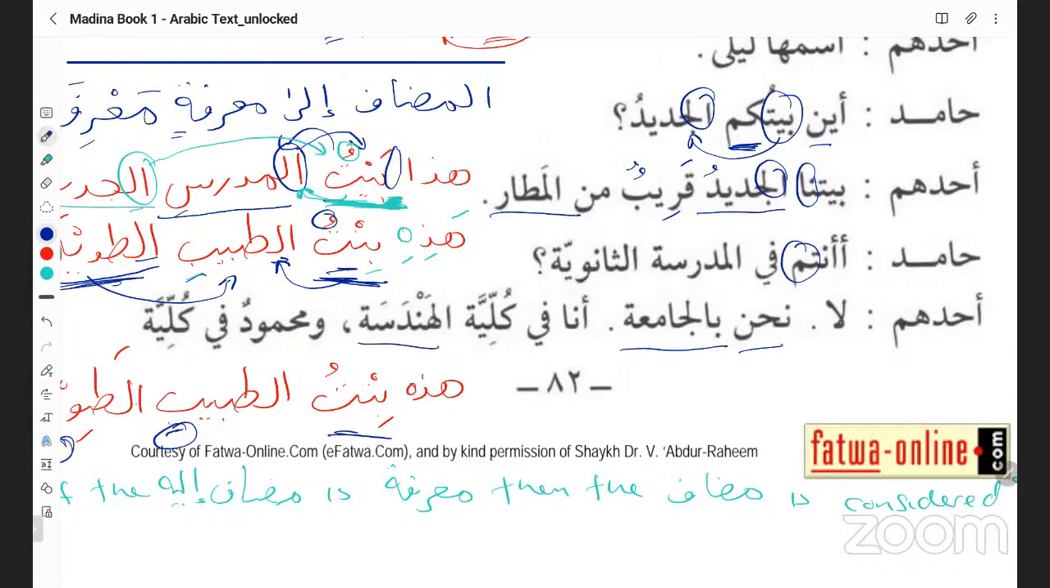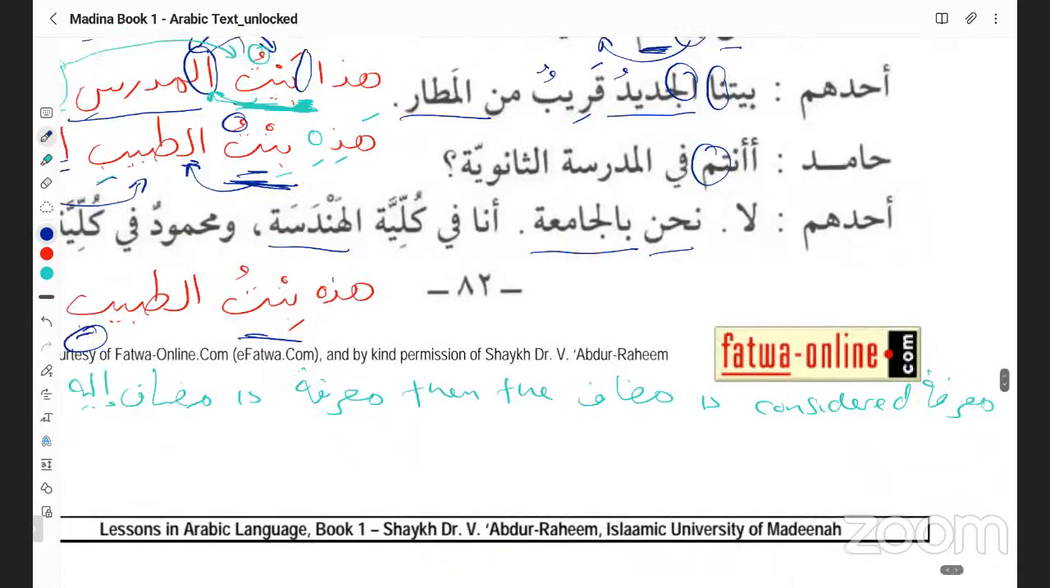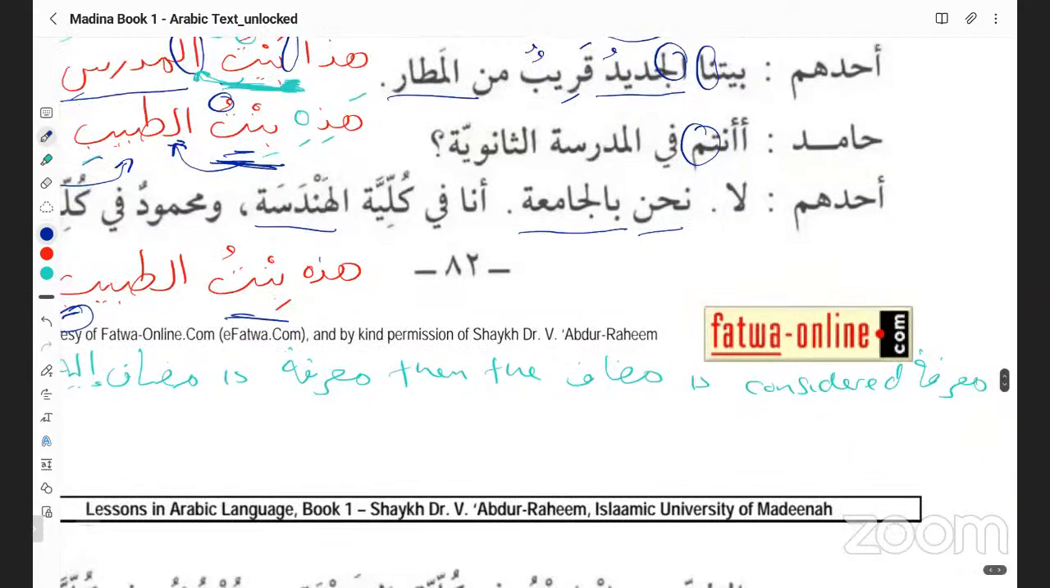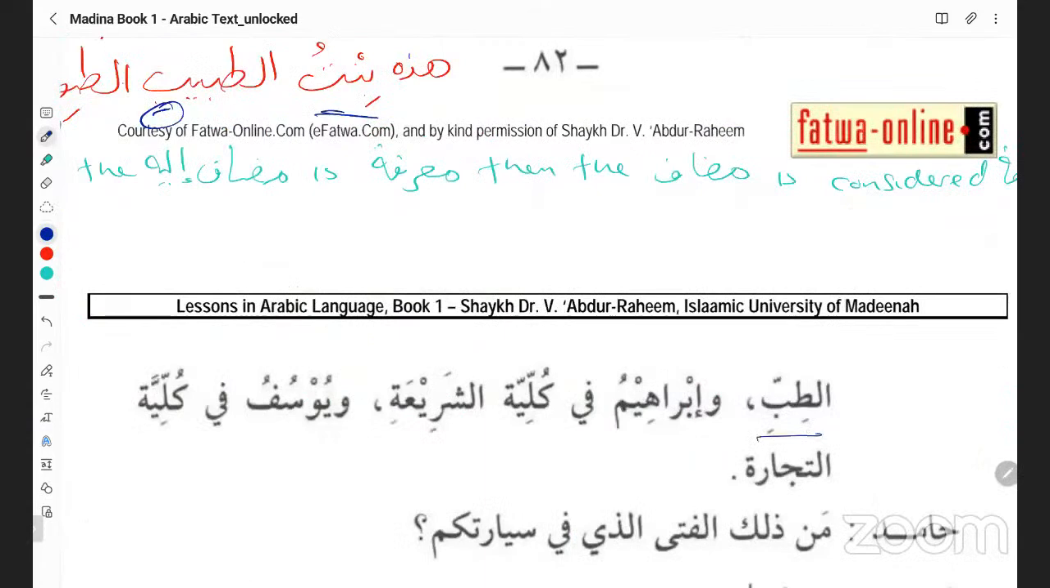هندسة. Remember, we done this. مهندس is an engineer, and هندسة is engineering. We speak about the faculty. So كلية, in the engineering faculty. ومحمود في, and Mahmoud is in the faculty of طب, faculty of medicine. وإبراهيم في كلية الشريعة, and Ibrahim is in the faculty of Sharia or Islamic jurisprudence. ويوسف في كلية تجارة, and Yusuf is in the faculty of commerce.